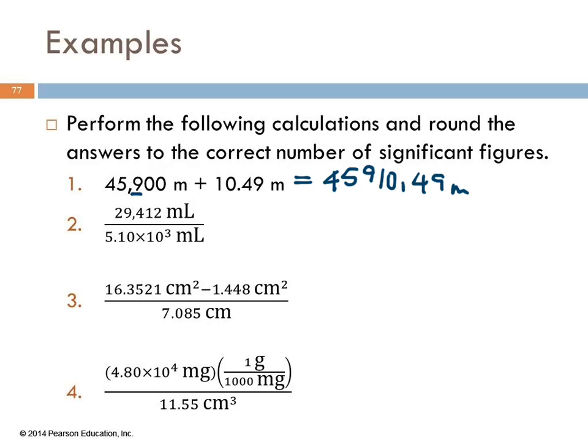And in the 10.49 meters, which digit is uncertain? The 9 also, right? Because it's the last digit. Now, our rule that we talked about for adding and subtracting was the number of decimal places. But how many decimal places does 45,900 have with uncertainty in the hundreds place? Well, that's a little confusing. Let's stack them and add them and see what happens.